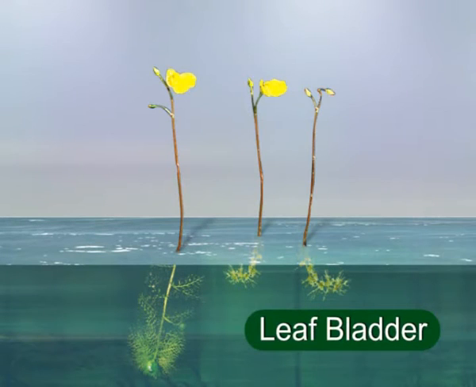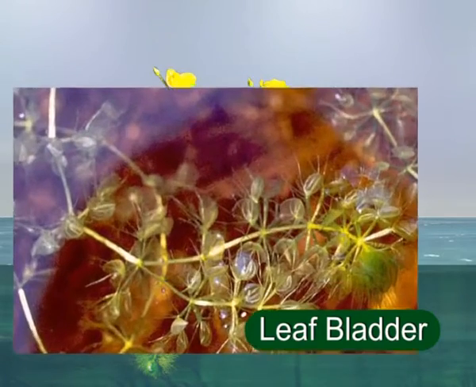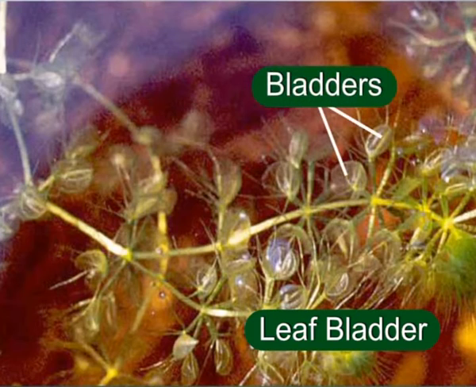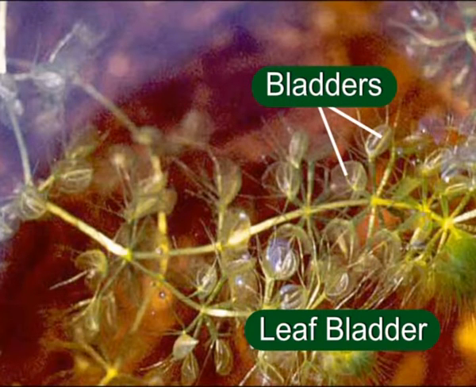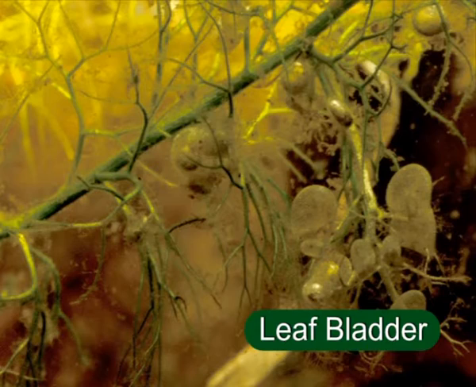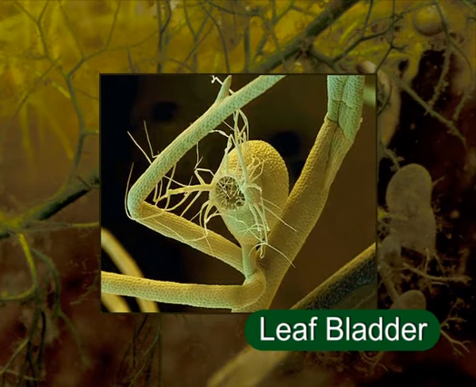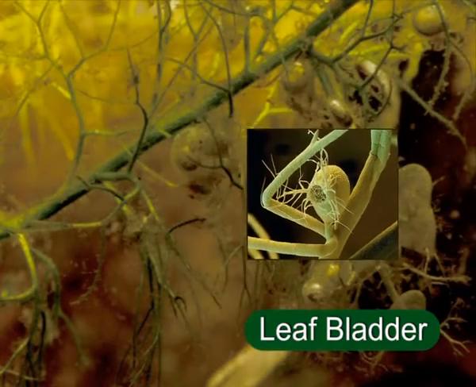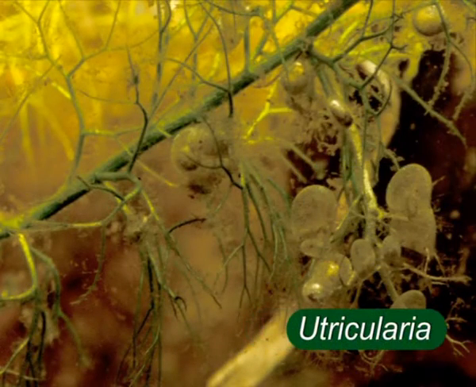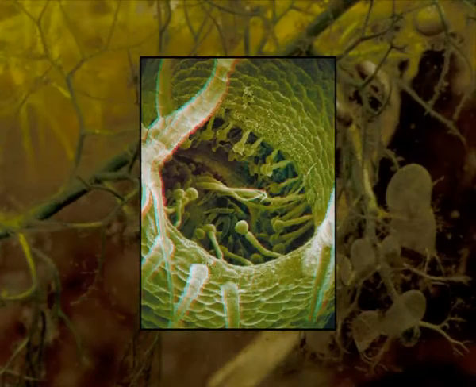Another type of leaf modification is the leaf bladder. In this type of modification, the leaves are modified to form bladders. These bladders serve as a floating organ for water plants and also act as a trap for insects. In an insectivorous plant, Utricularia, the leaves are segmented and are modified into bladders, as shown in the visual.